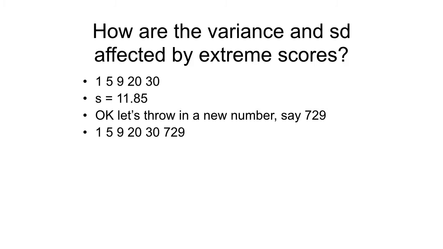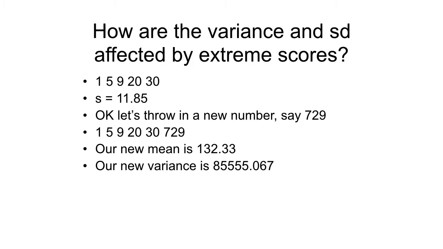So now our new batch of numbers is 15, 9, 20, 30, 729. Our new mean is really big, 132.33, and it's big because that number has been added on. We know how to calculate a mean, so we add all these numbers up and divide by 6. Our new variance is 85,555.067. So our new standard deviation is 292.5.